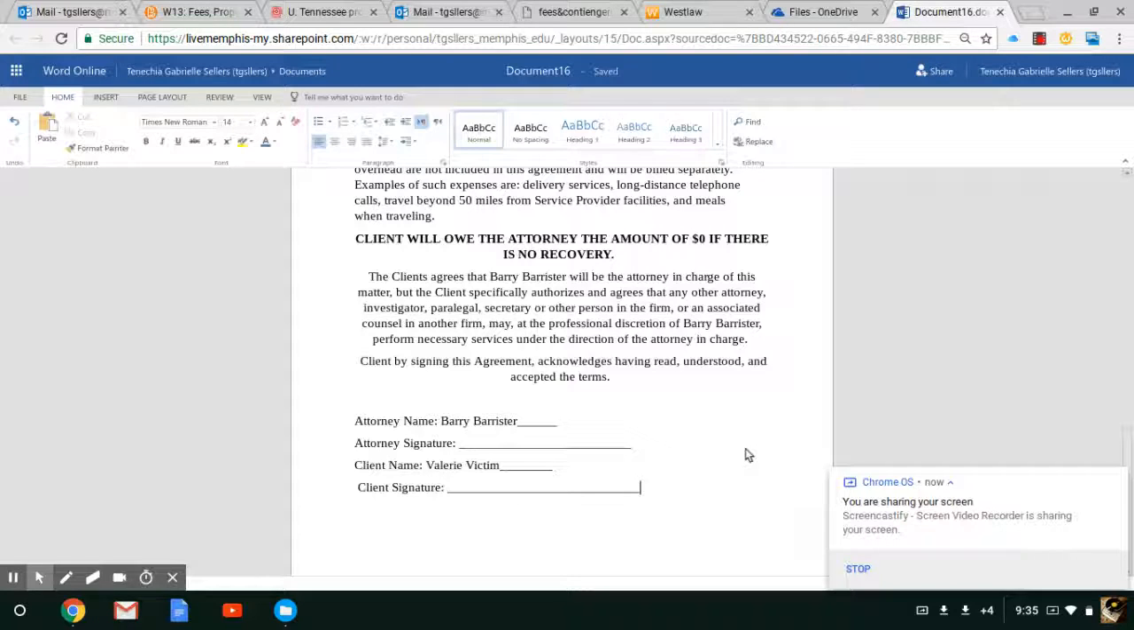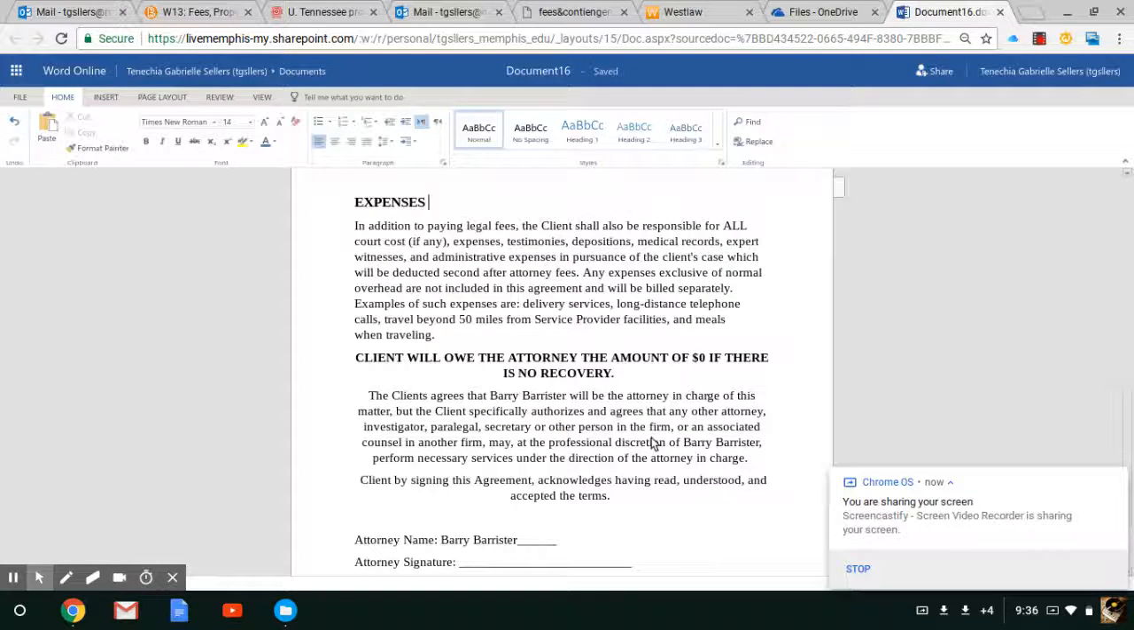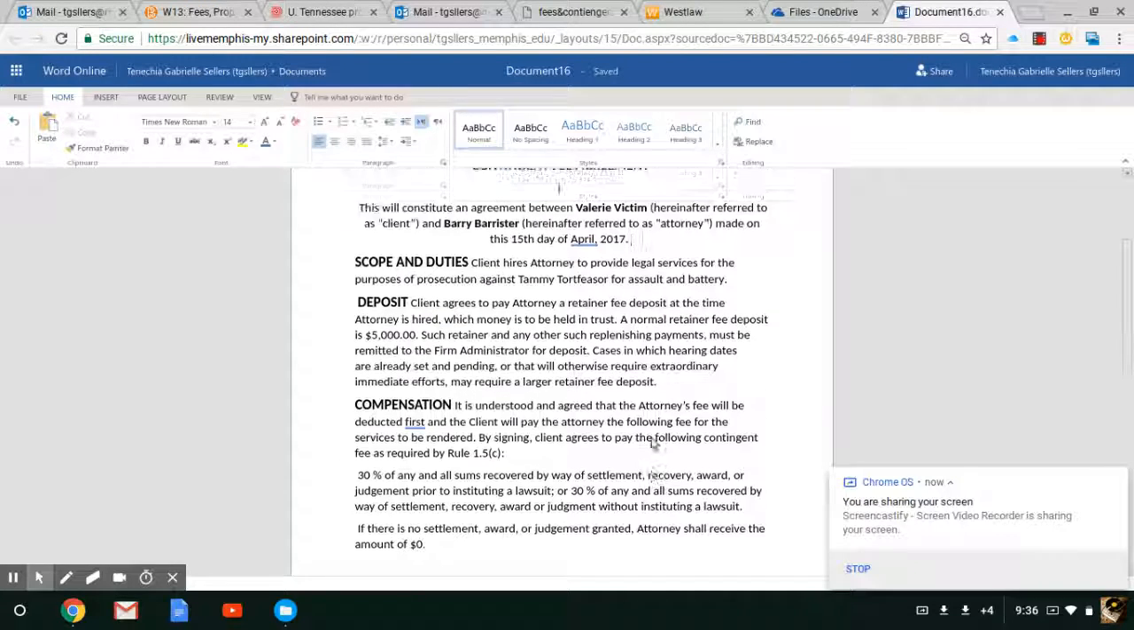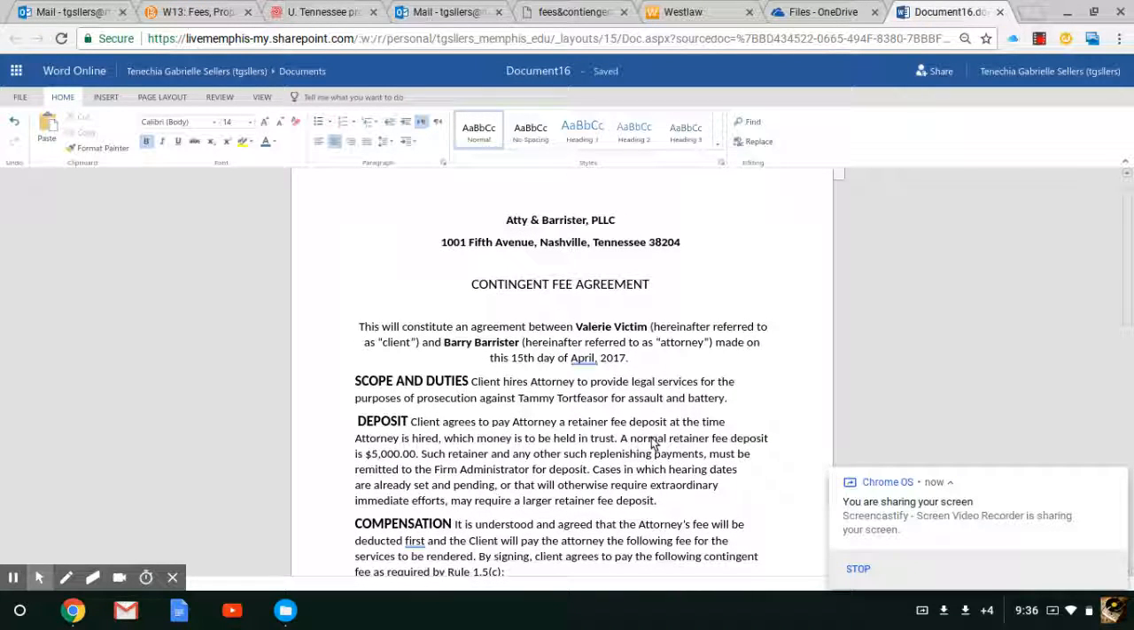By the bottom here, it says that by signing this agreement, the client acknowledges having read, understood, and accepted the terms of the entire contract. So before signing here at the bottom, the lawyer and the client will come to a common agreement on this contract, and there's no negotiation of this contract. And that's just explaining the basic parts of the contingency agreement.